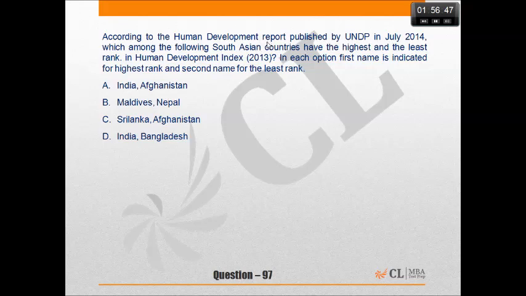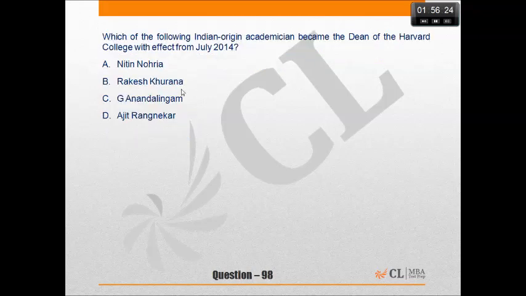According to the Human Development Report published by UNDP in July 14, which among the South Asian countries has the highest and the least rank? South Asian countries in the Human Development Index, highest and the least rank. In each option, the first name indicates the highest and the second name the least rank. No idea. I'll skip this one. Which of the following Indonesian academicians became the Dean of Harvard with effect from July 14?